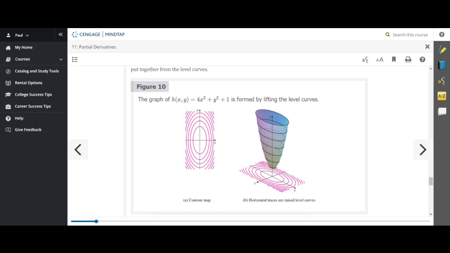And why is that? Why are those level curves tightening up? Why are they getting closer together as you move out from the origin? What's happening to the surface as you move away from the origin? The surface is getting steeper. That's what I'm looking for. The surface is getting steeper as we move away from the origin. So the level curves get closer together.